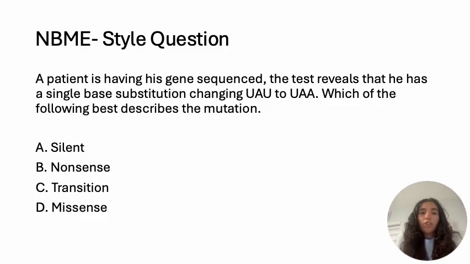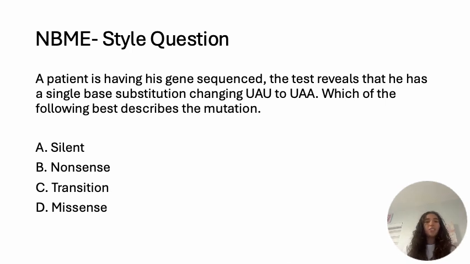Now that we have a better understanding of point mutations, what types there are, and their consequences, we're going to go into a little question. We have a patient who is having his gene sequenced. The test reveals that he has a single base substitution changing UAU to UAA. Which of the following best describes the mutation? We have A, silent, B, nonsense, C, transition, D, missense. I'm going to give you a couple of seconds so you can answer.